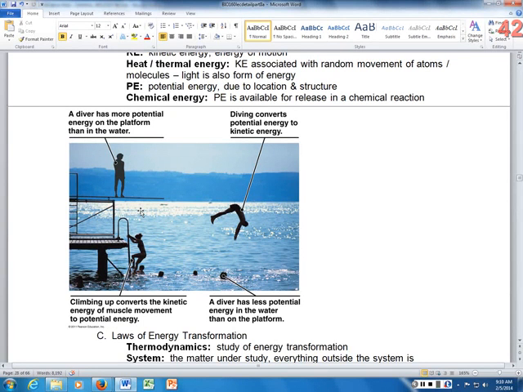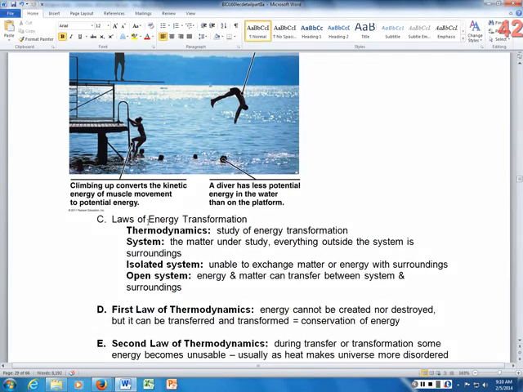With chemical bonds, they're potential energy because you've got bonds holding things together. When you break those bonds, the energy that was used to make them gets released as chemical energy.